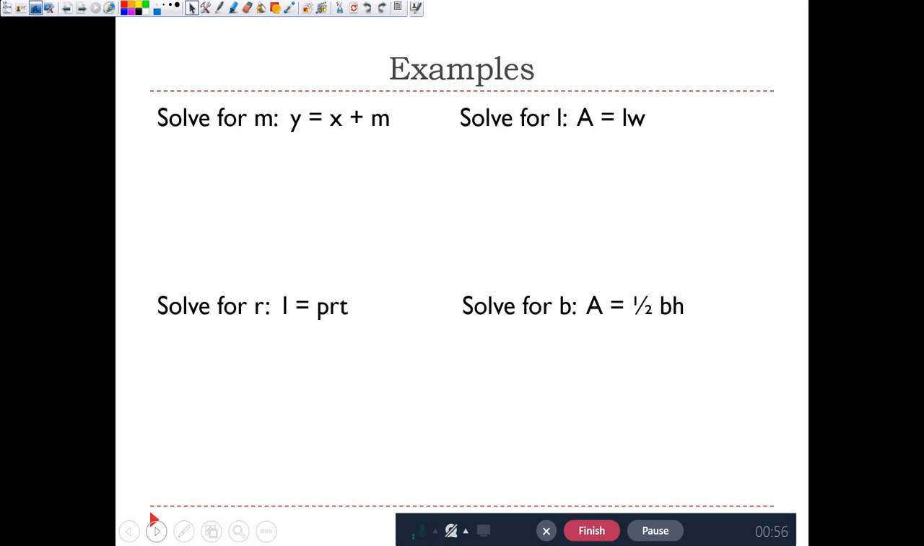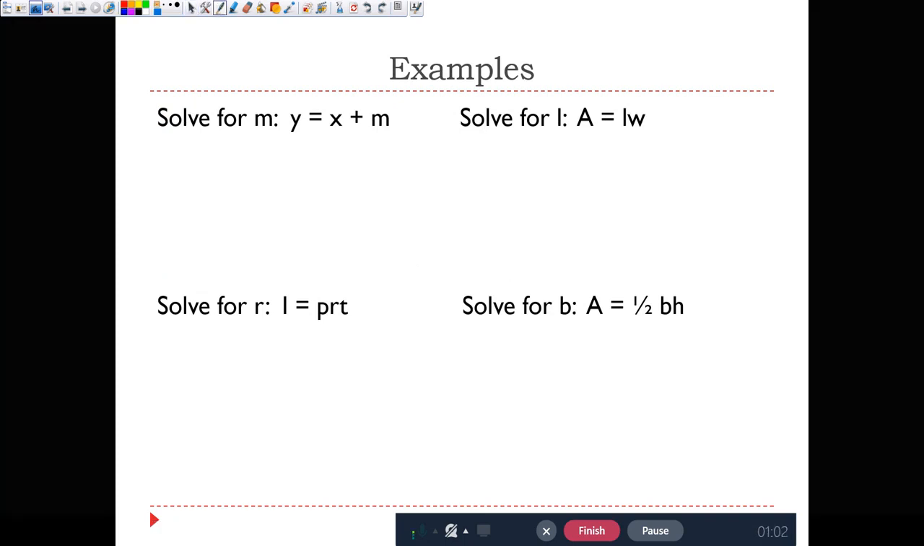Okay, solve for m when we have y equals x plus m. I'm looking for m, so I'm going to have to move everything away from m. Right now an x is being added, so the opposite operation would be subtraction. So now I'm going to have y minus x equals m. So m is going to equal y minus x.